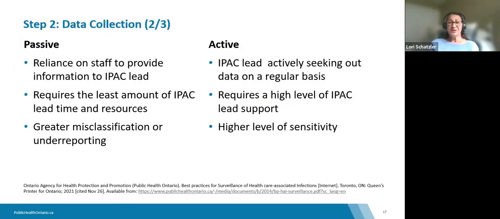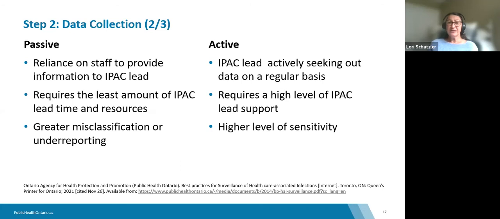What you're familiar with will be passive data collection, where you're relying on other staff to collect that information for you. It may require the least amount of work on your part and resources, but it also may be at risk for misclassification or underreporting of information that is necessary for you. Information may not meet the case criteria.